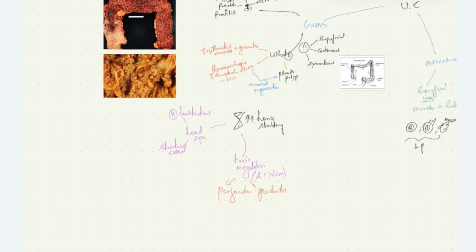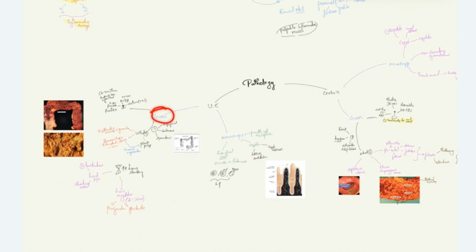And also the dreaded complication of ulcerative colitis, we can have toxic megacolon, where the diameter of the colon will be more than 6 centimeters. It may perforate and cause peritonitis, a very deadly condition. Now, these are the gross features of ulcerative colitis. Let's see the microscopic features that are seen in ulcerative colitis.